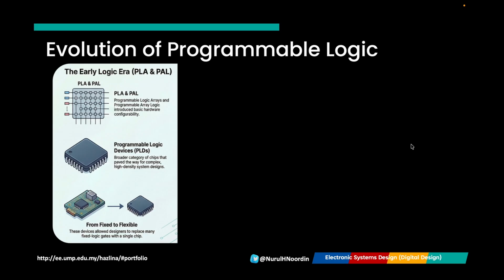On the other hand, PAL, Programmable Array Logic. This was a streamlined version of the PLA. It features a programmable array of AND gates, but the OR gate interconnections were fixed. This made them less flexible than PLAs, but faster and easier to manufacture.